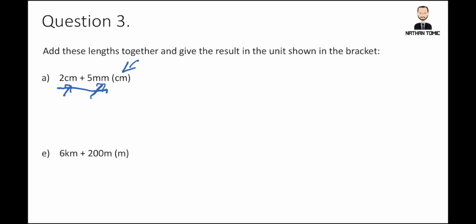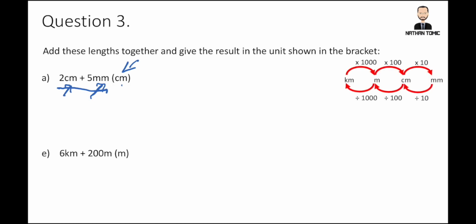The smart thing to do is to look at what we want the answer to be. So we want the answer to be centimeters. So our first measurement's already in centimeters, so let's just keep that. But what we want to now do is convert the 5 millimeters into centimeters as well, so we can just do an easy addition. So let's throw up our graphic.